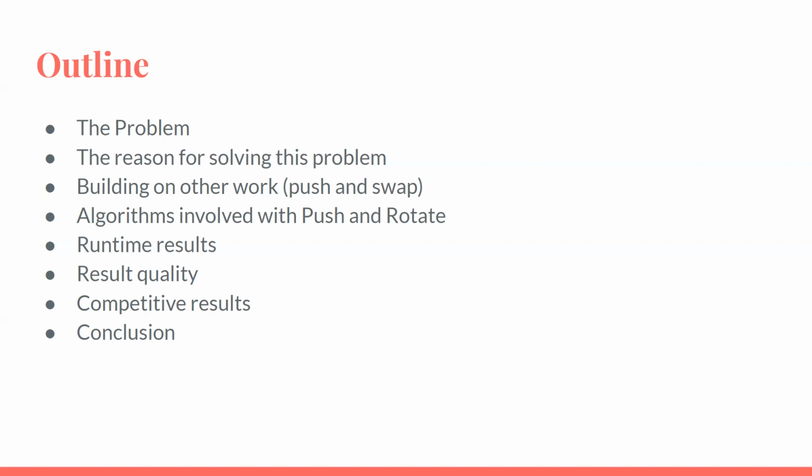Result quality is referring to how many moves the algorithm needs to solve the problem. We will then compare some of the results of the push and rotate algorithm to push and swap. We'll compare it to BIBOX, which is another algorithm that is able to obtain a really good bound for this particular problem. However, it's restricted in a couple of ways that we'll cover. And then we'll do a brief conclusion about the push and rotate algorithm before I let you guys go.